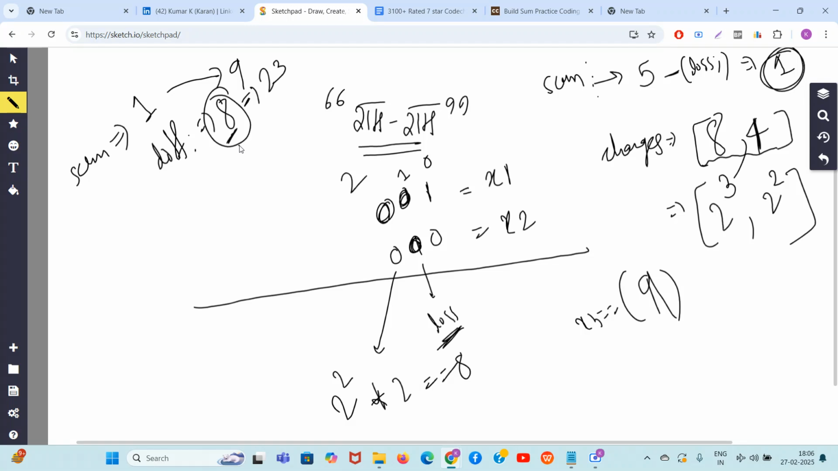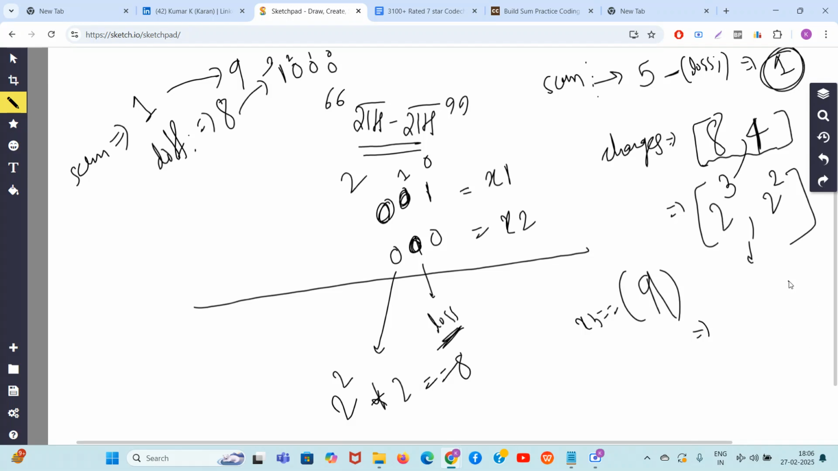So in this case the difference is 8. Convert it to binary: 1 0 0 0, positions 0 1 2 3. So you want a 1 at position 3, and convert the changes array also to binary: 1 triple 0, and then 1 double 0. The changes array will have only positive powers of 2. By looking at this, you want 1 triple 0, and 1 triple 0 is available, problem solved.